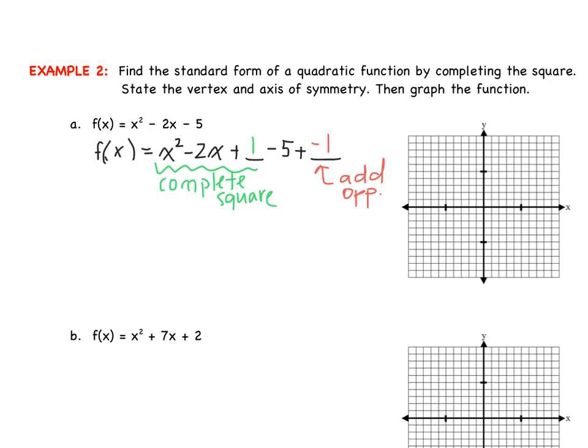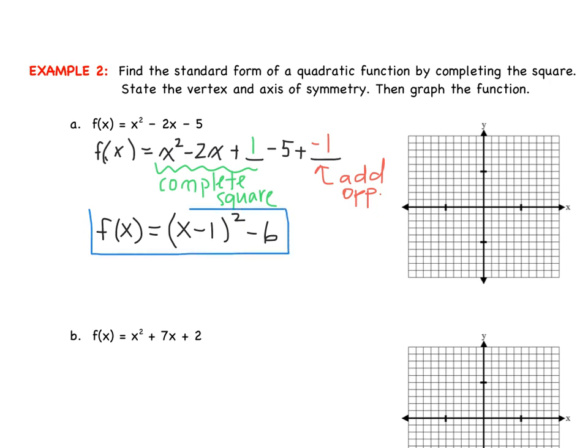Okay? So now, when we get this into our standard form, we're going to have f of x is equal to, so now we're going to factor the x squared minus 2x plus 1, and we get (x minus 1) squared, and we clean up this -5 plus -1, and we get -6. So here is our standard form, or our vertex form. So now we should be able to identify the vertex, which is (1, -6).